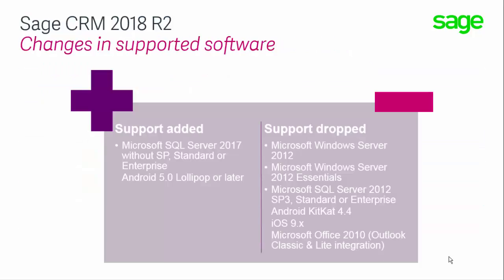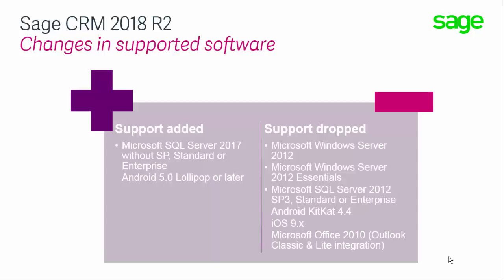Now, we only support products that themselves enjoy mainstream support from their manufacturers, and that means that our software list of what we support inevitably changes over time. And so we need to consider the changes in supported software, and this affects not just the servers, but also the devices that are used to access integrated Sage CRM. So what we can see is that support has been added for Microsoft SQL Server 2017, and that's at this stage without any service pack, and that's for both standard or enterprise. And on mobile devices, we now support Android 5.0 Lollipop or later.